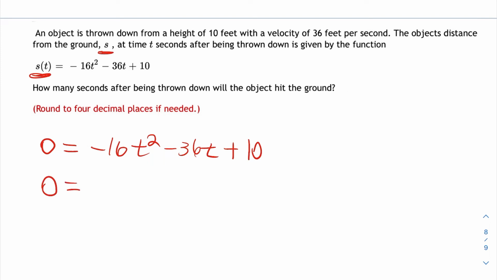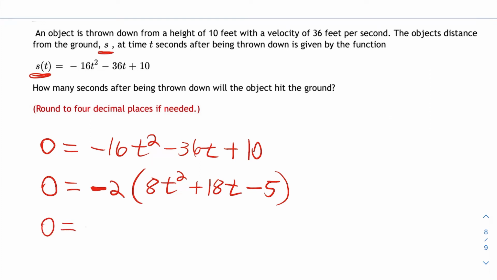The greatest common factor, well, the largest number that goes into 16, 36, and 10 is 2. And since that first term is negative, I'm going to just factor out a negative 2 so that I can have a positive leading coefficient. So negative 2 is what I'm going to take as my GCF, and that makes the other factor, the trinomial 8t squared plus 18t minus 5. So that's the GCF being factored out, the GCF of negative 2. Then I need to factor that trinomial now.